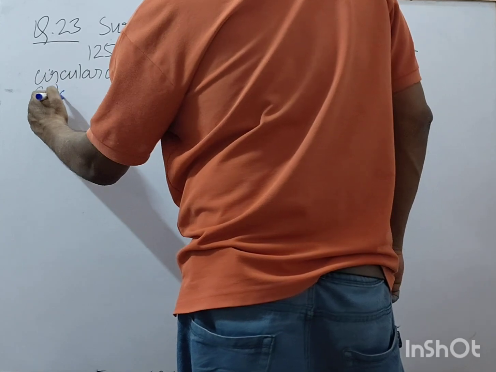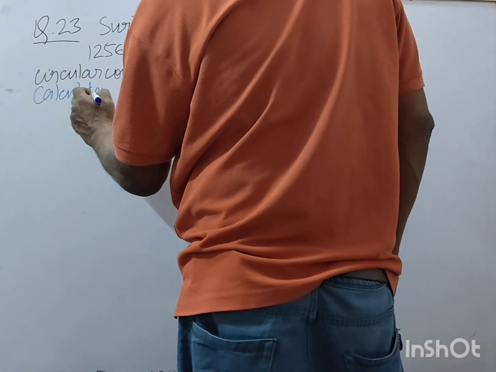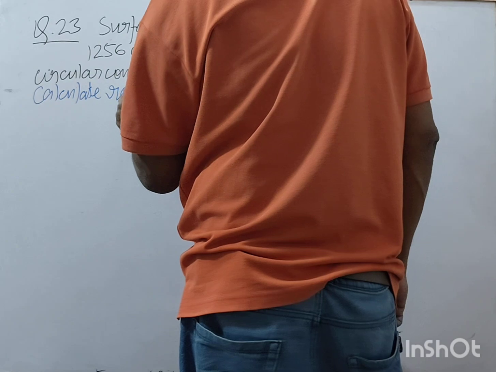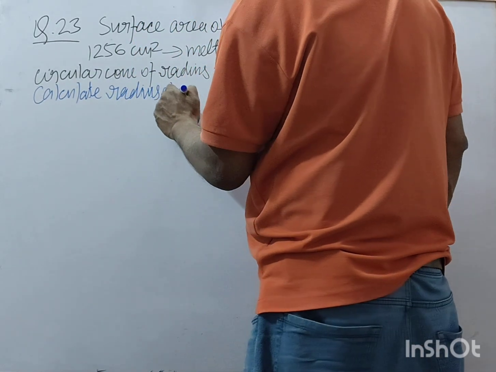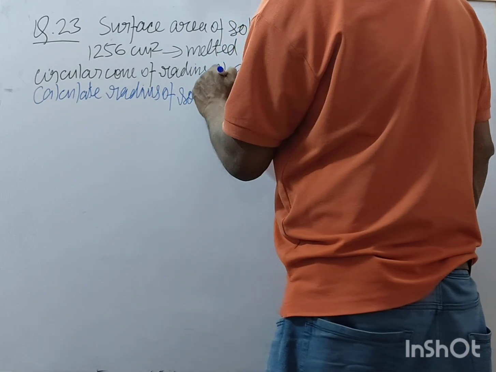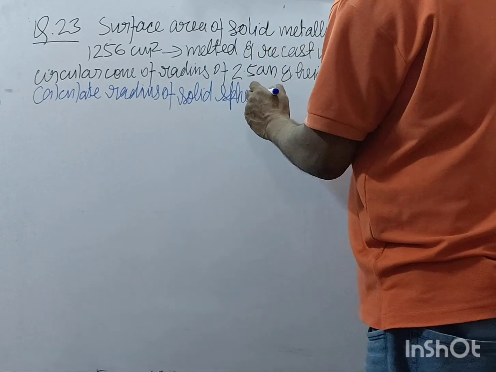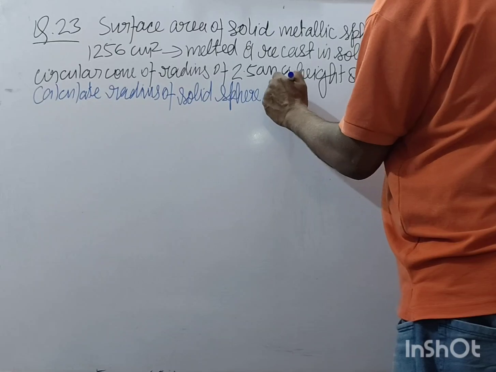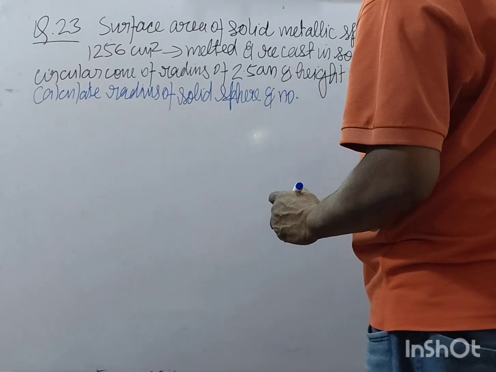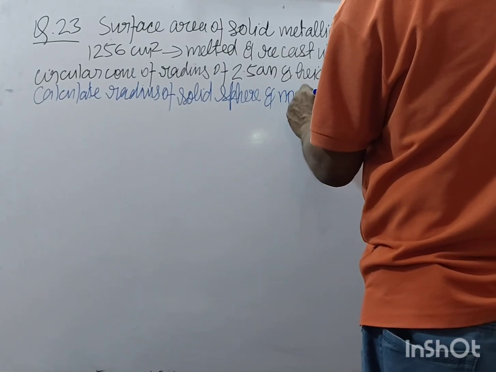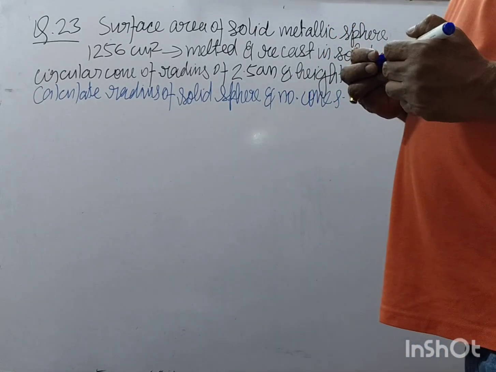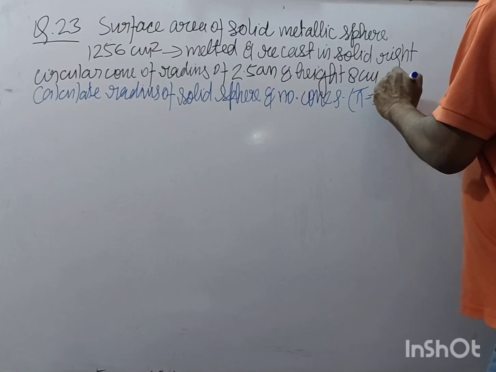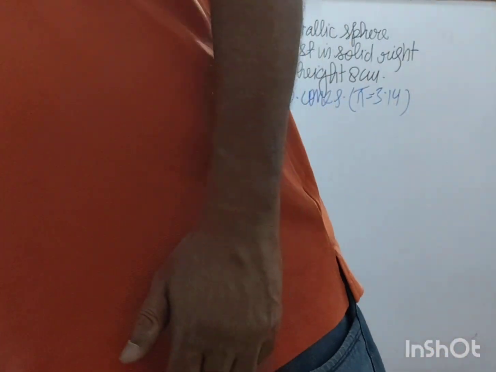Calculate the radius of the solid sphere and the number of cones recast. The value of pi is 3.14. So how do we do this?